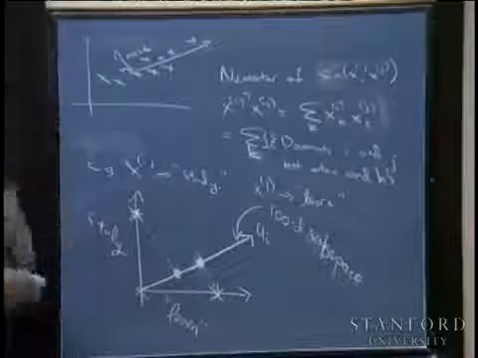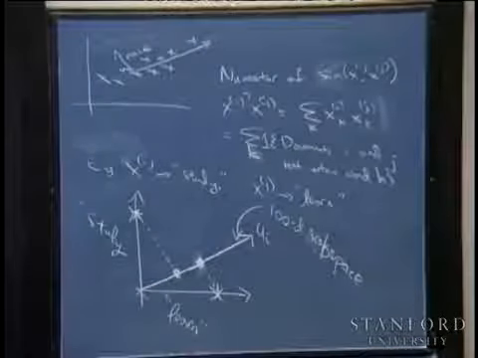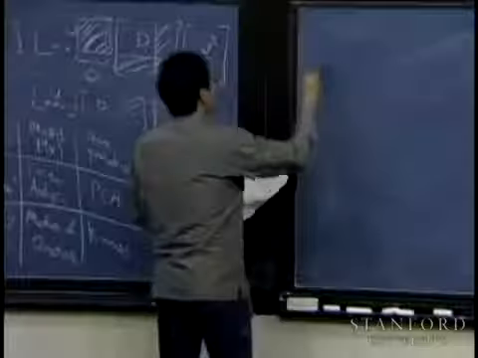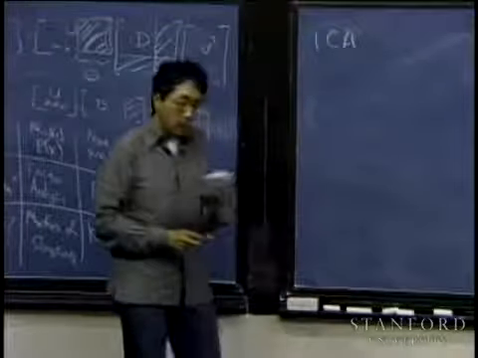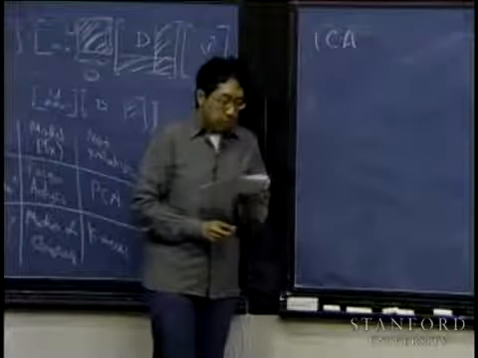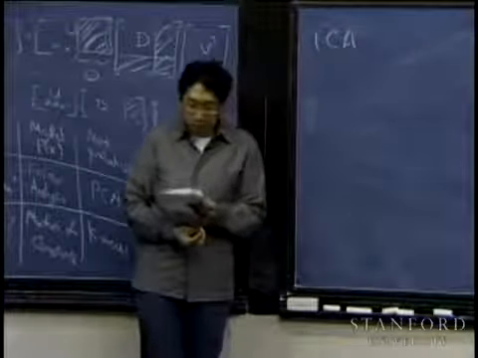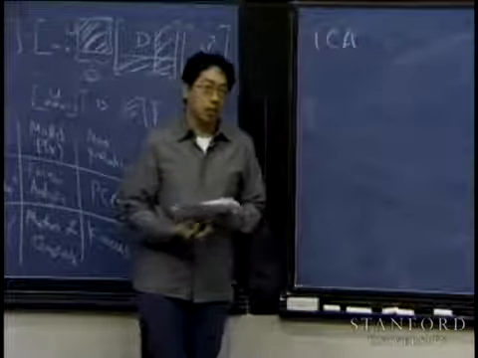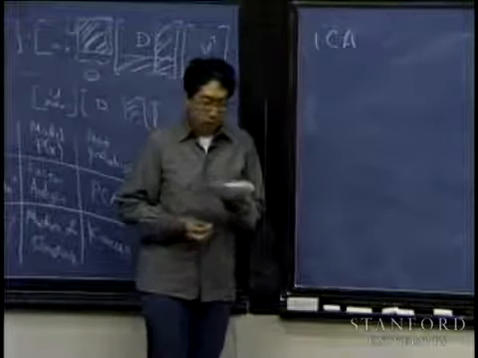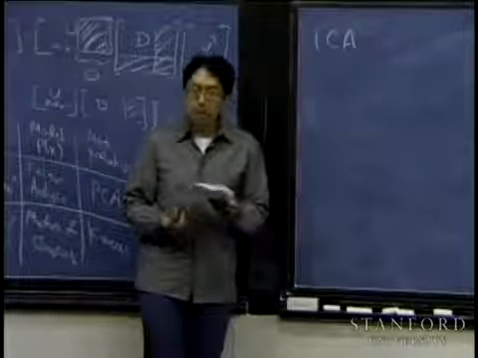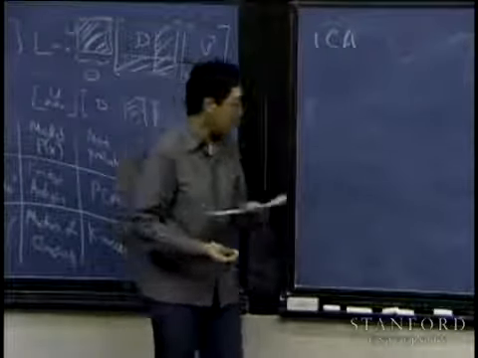Okay, so cool. Let's talk about ICA, independent component analysis. Whereas PCA was an algorithm for finding what I informally call the main axes of variation of data, in ICA we'll instead try to find the independent components of variation of the data.